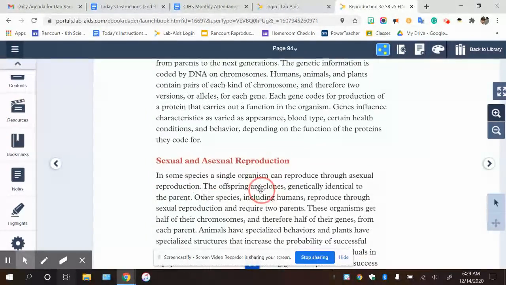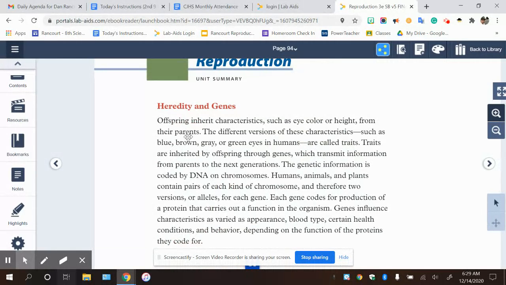Here we go. So we are on heredity and genes. Offspring inherit characteristics such as eye color or height from their parents. The different versions of these characteristics, such as blue, brown, gray, or green eyes in humans, are called traits. Traits are inherited by offspring through genes, which transmit information from parents to the next generations. The genetic information is coded by DNA on chromosomes.